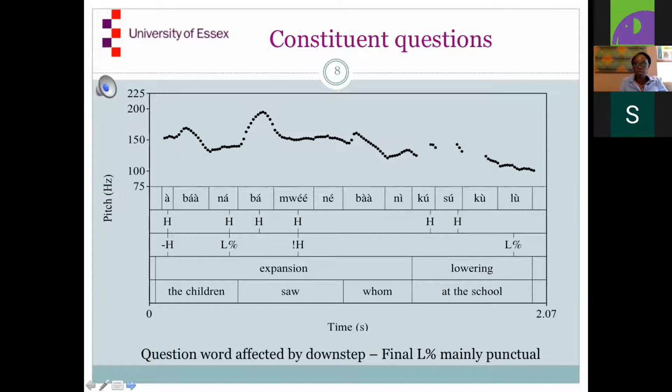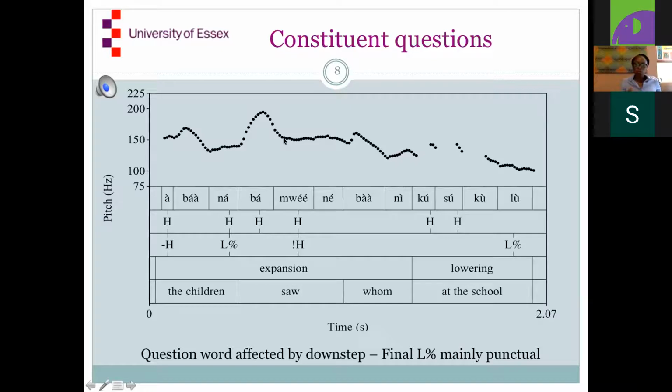This is another example, another object question: the children saw whom at the school. Again, we see some kind of raising, and within that raising, in the constituent before the question word, we also have downstep. This is interesting and crucial from the point of view of a question, because in polar questions in Bemba you generally don't get any downstep. When you have raising, you don't get downstep within that raising in a polar question. But in this instance, within the raising for the pre-question word focus, downstep is applying.